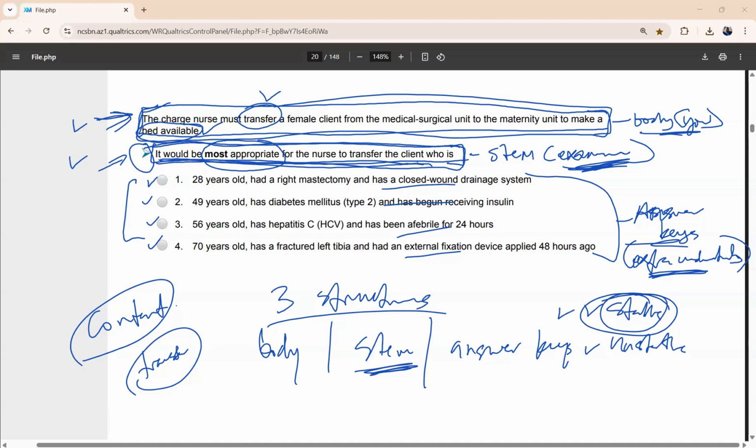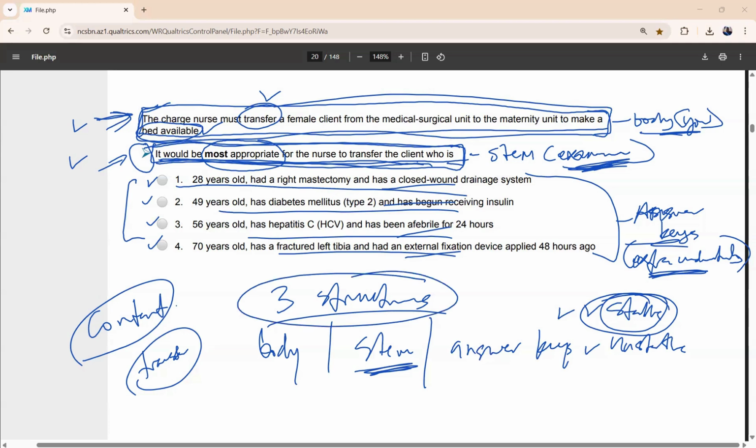So the most appropriate patient would be that particular patient that is stable. Definitely we cannot transfer an unstable patient because that will not be appropriate. So the appropriate patient is the patient that is stable. All I now need to do is look at the list right here and figure out the patient that is stable.